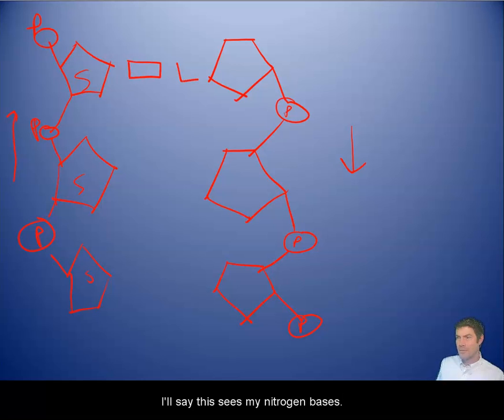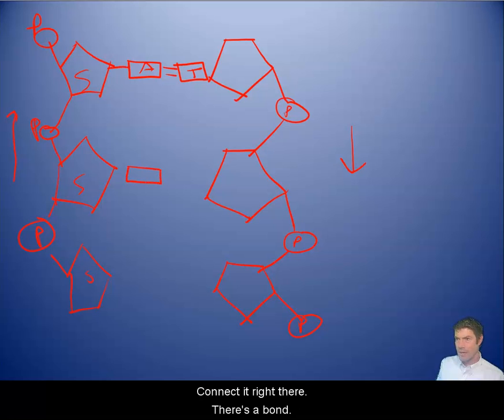And then I'll just simplify this. I'll say these are my nitrogen bases. Say this is A and this is T. And there'd be 2 bonds there. Better connect it right there. So there's a bond. And this would be a G and a C, 3 bonds. 2 more nitrogen bases. So just do what I'm doing on your paper, and you'll get it.